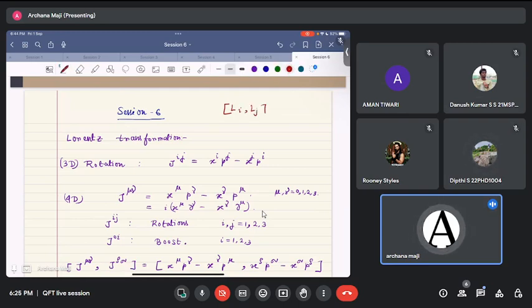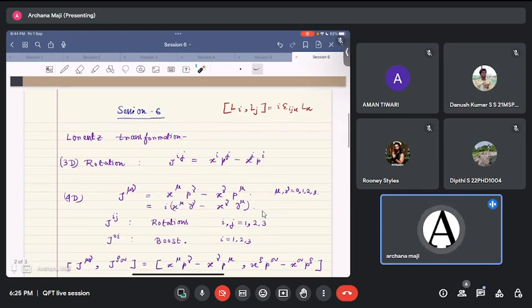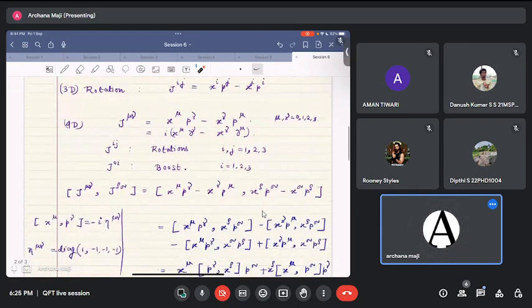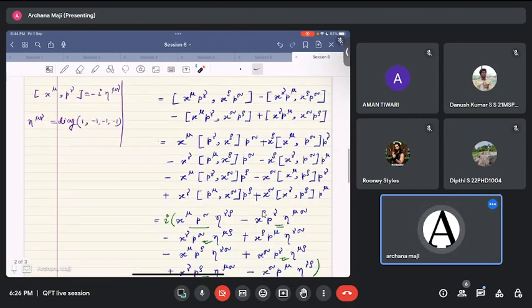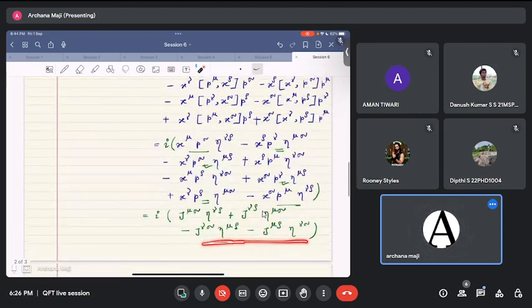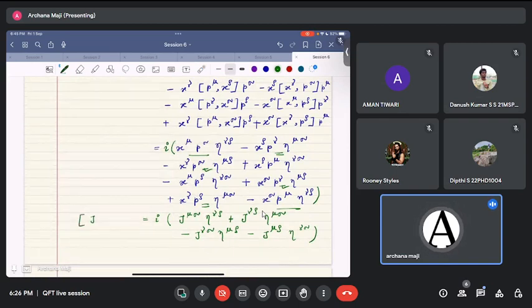Yeah, [L_i, L_j] equal to i epsilon_ijk L_k in 3 dimensions. So that is the angular momentum algebra. So we wanted to see what is the algebra satisfied by the generators of Lorentz transformation. For that we are just computing the commutator of J^mu nu and J^rho sigma, and if you compute that commutator, that turns out to be this. So this is the Lie algebra satisfied by the generators of Lorentz transformation.